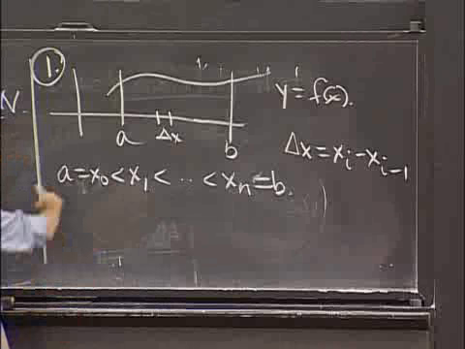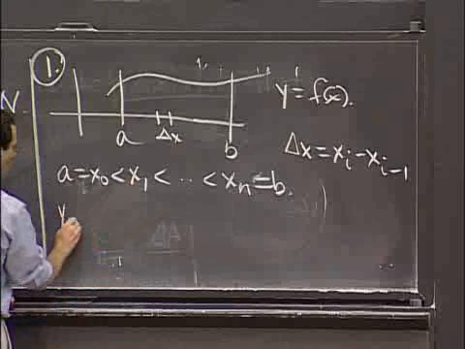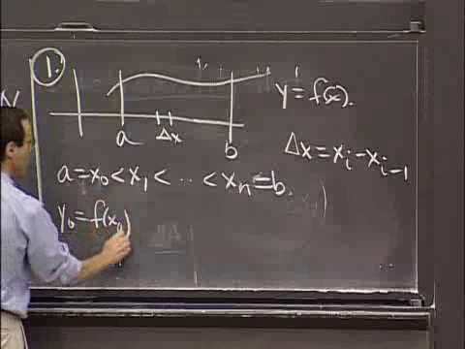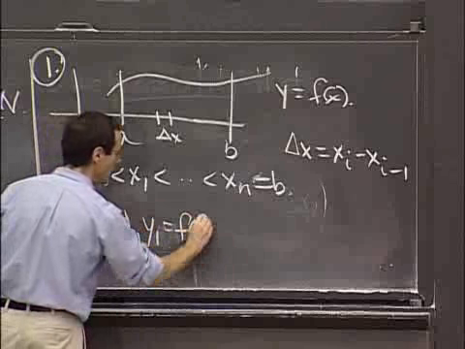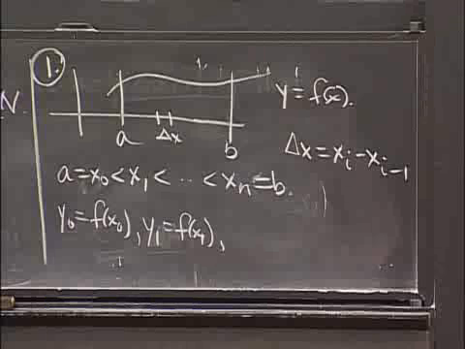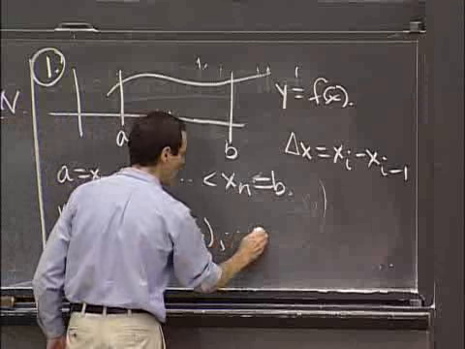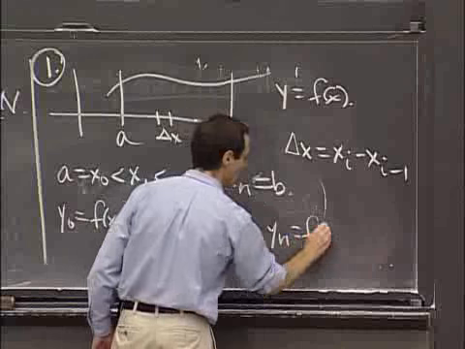Corresponding to these x values, we have y values. y0 is f of x0. That's the point above A. Then y1 is f of x1. That's the point above x1. And so forth, all the way up to yn, which is f of xn.